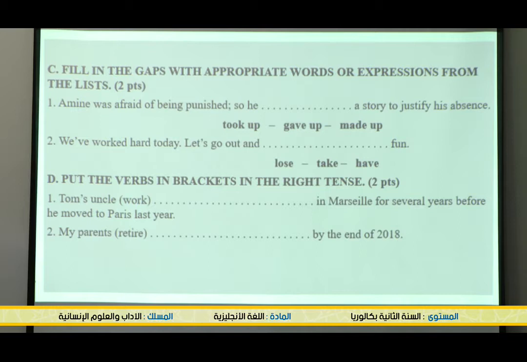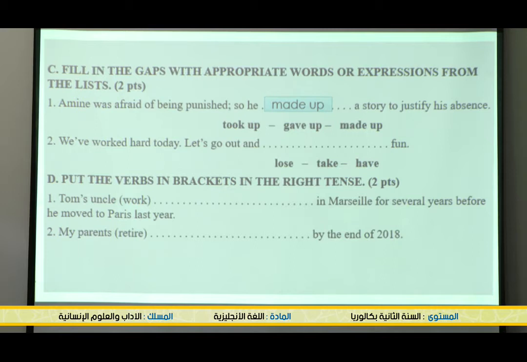So which one do you think we should be using here? Which one means to invent a story from your imagination? Is it took up, gave up, or made up? And I want you to think about it. Okay? So it's made up. Very good. Made up means to create something from your imagination.